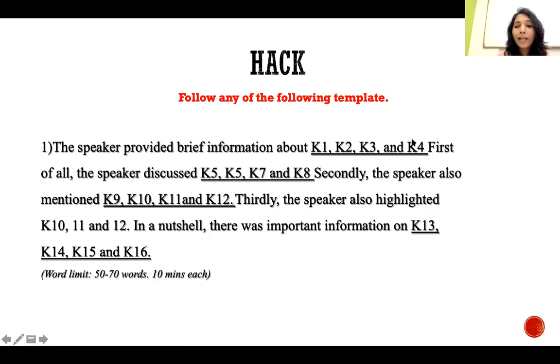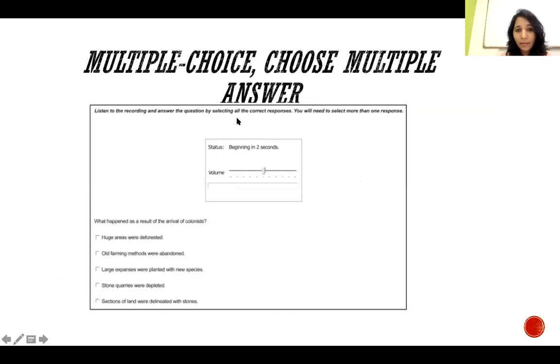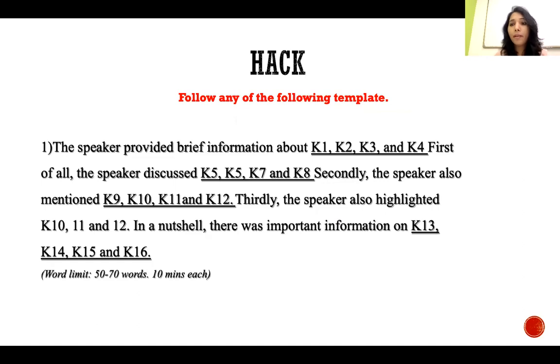And in every blank provided, you put in 4 keywords. Your keywords are separated by a comma, and before the last keyword, you put in an "and". You can follow any template that you like, but you can use this one. This is a pretty easy peasy template to memorize. So you say, the speaker provided brief information about keyword 1, keyword 2.